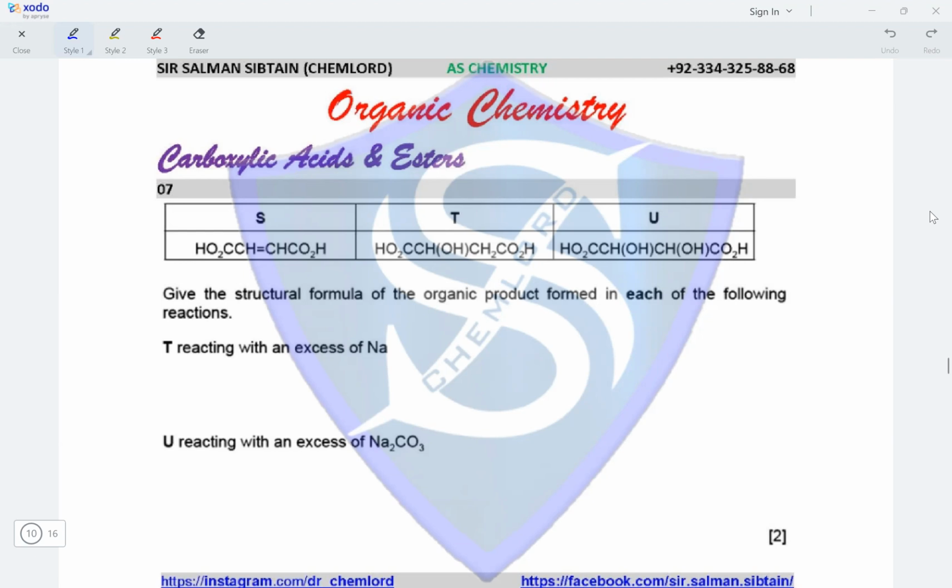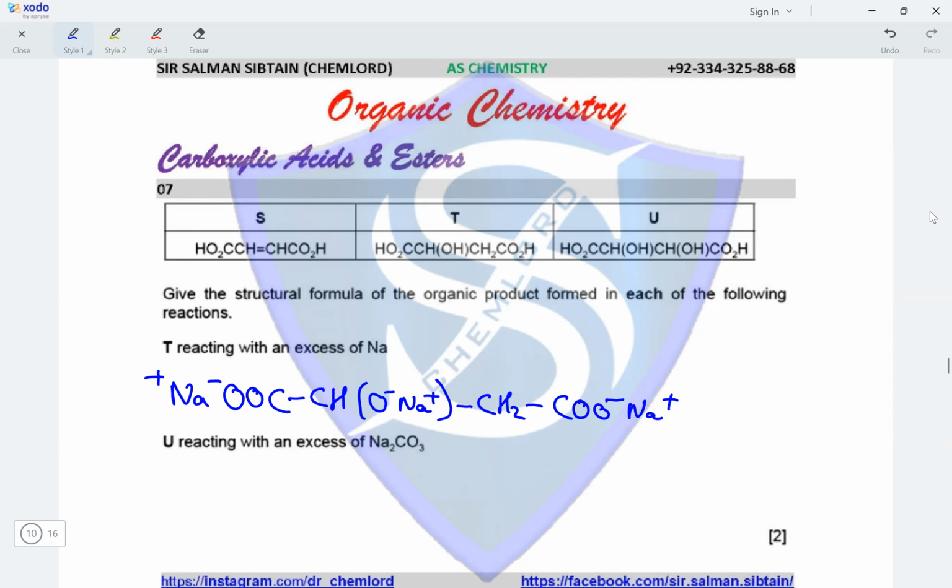So the product would be Na+ -OOC, then we would have CH bonded to O- Na+, which would be bonded to CH2, which would be bonded to COO- Na+. So in this way, we have substitution of three hydrogen atoms by three sodium ions.